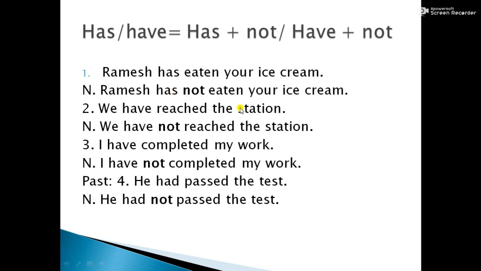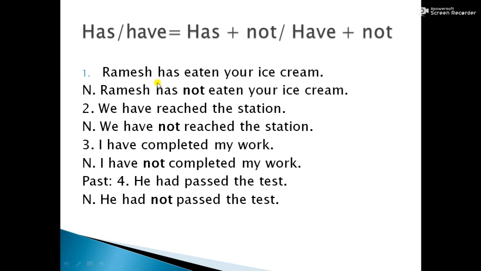We have reached the station. We have not reached the station. I have completed my work. I have not completed my work. He had passed the test. He had not passed the test. Please remember, friends, pay attention here that had is the past tense form of has and have.